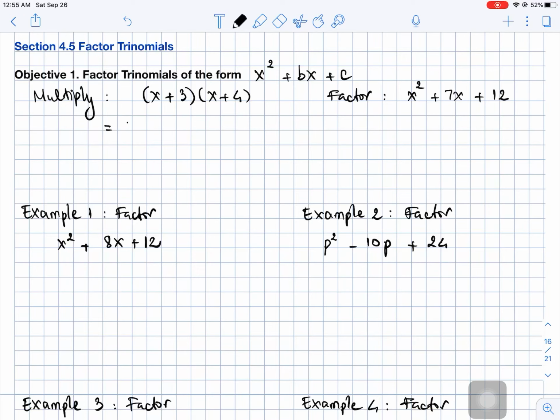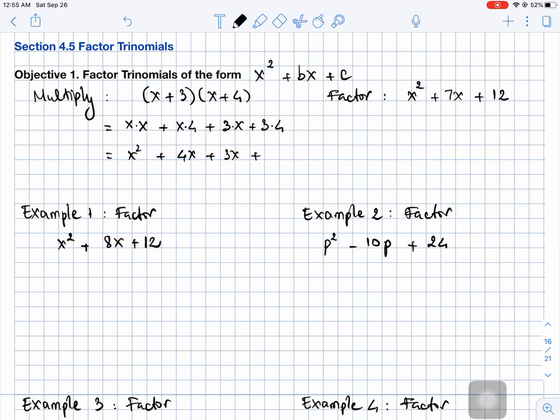each other. So how do we do this? I'm going to do FOIL. So I will do x times x, I'm going to show the work, okay, and then x times 4, then 3 times x, then 3 times 4.